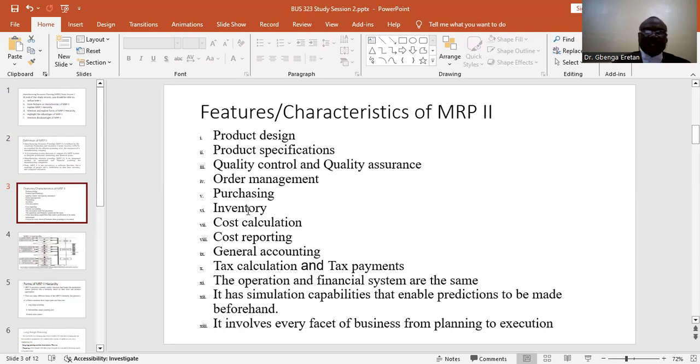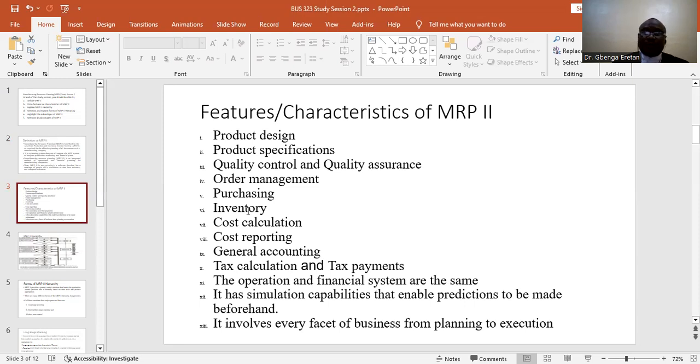Order management, this is the period for which materials are ordered and the time to which they are actually ordered. So we look at order management as a characteristic of MRP 2. Purchasing of raw materials, getting the raw materials at the right time. Then number 6, inventory level. We should be able to maintain the minimum inventory level so that the company does not run out of stock. And at the same time, we don't need to have excess stock of raw materials so that it does not incur high holding costs.